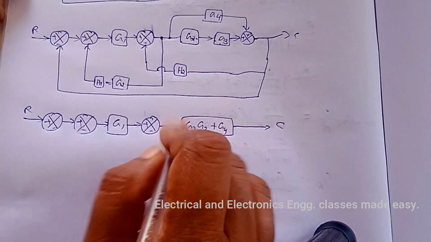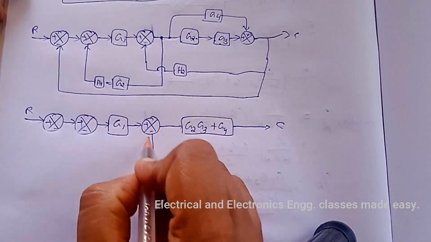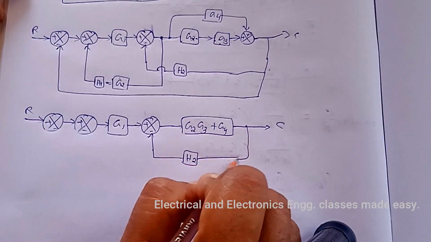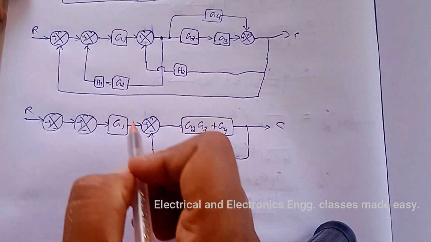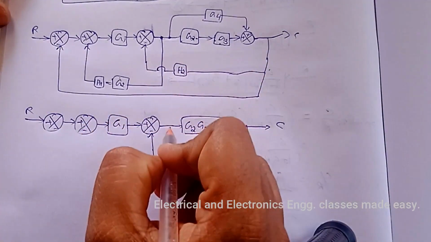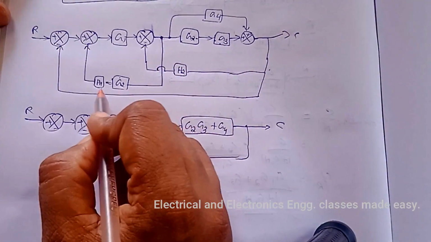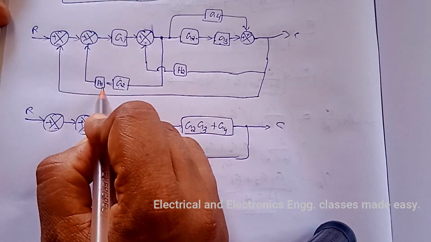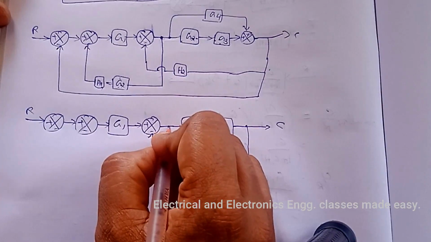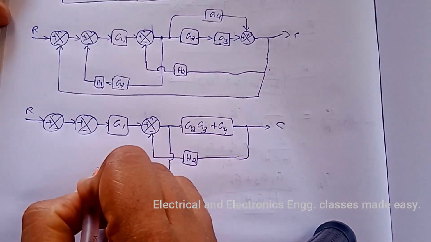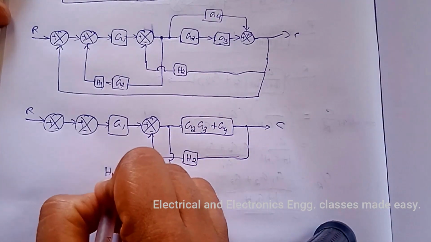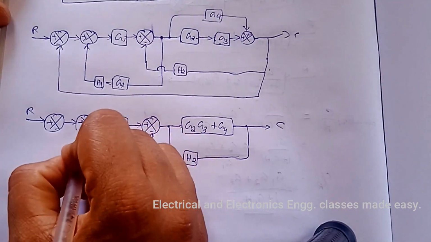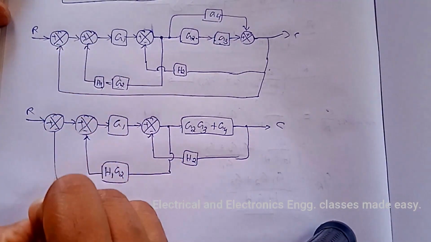Then C, H2 is there, and here these two blocks we can combine, that is these two are in cascaded form, so we can combine these two blocks, that is H1 into G2. And this feedback path is there.